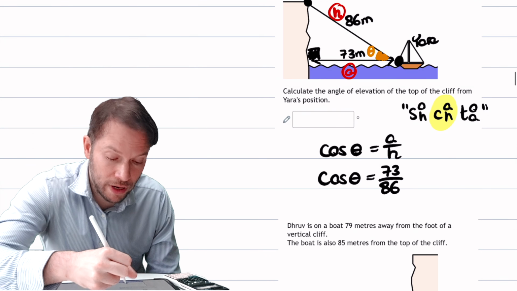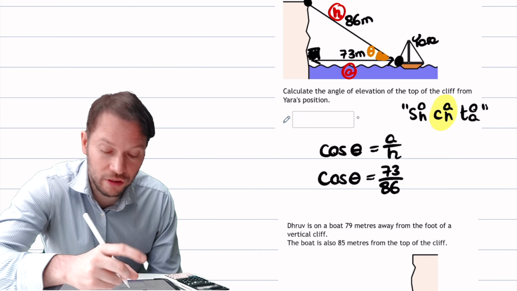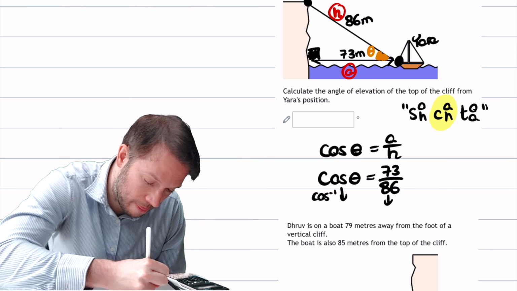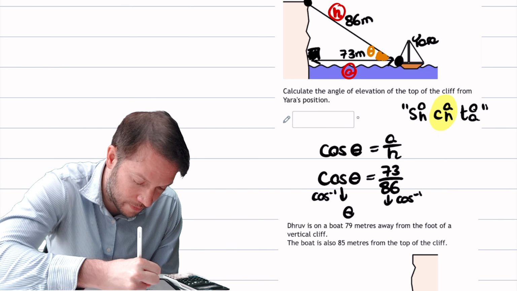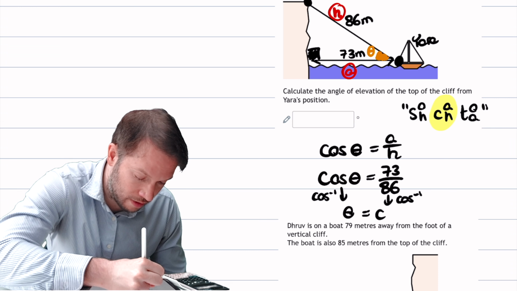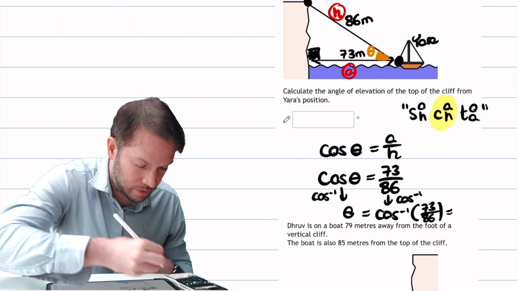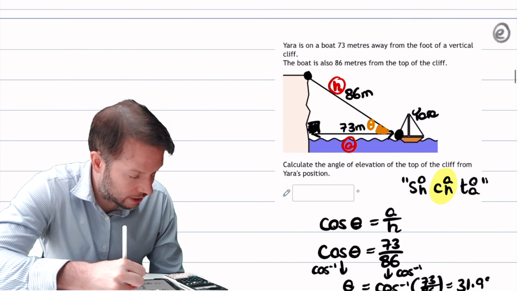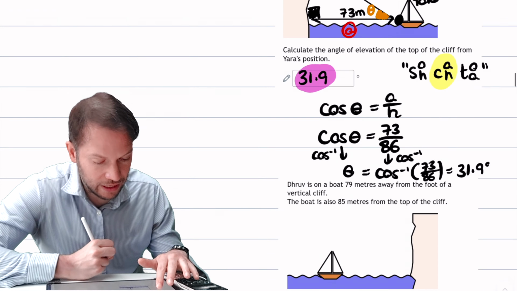And remember, to get rid of this cos in front of the theta, because we're trying to work out theta, we do inverse cos of both sides. So inverse cos just cancels out the cos. So on the left-hand side, inverse cos cancels out the cos, just left with theta. And on the right-hand side, we've got to do inverse cos of 73 over 86. And if we do that, it is 31.9 degrees. So the angle of elevation is 31.9 degrees. And that's that answer. Okay, what about this second one?